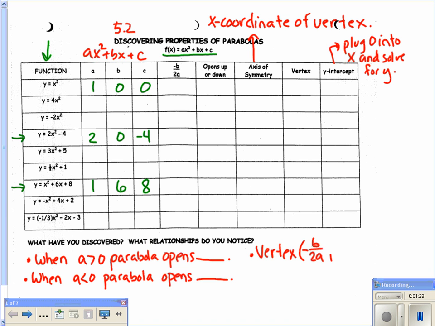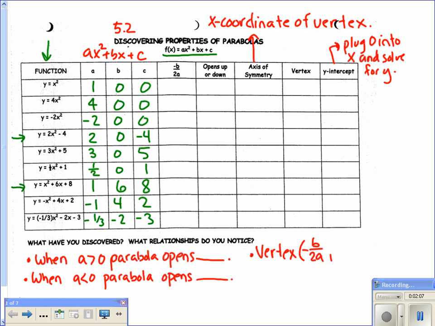So why don't you take a second and pause it and see if you can fill out the other terms, and I'm going to do that too. So if we go to the next one, I know that this has a 4, this would be 0, 0. This one would be -2, 0, 0. This one here would be 3, 0, 5. This one is hard to see there, I know, but it's 1/2 on your paper. 0, 1, and then we have -1, 4, 2, and then -1/3, -2, -3.